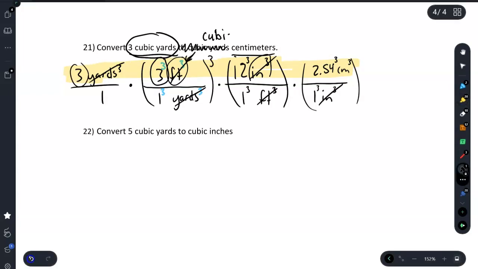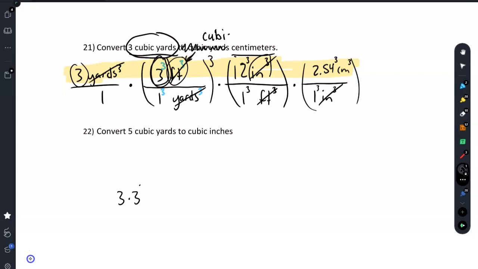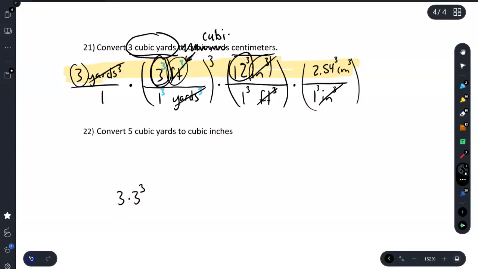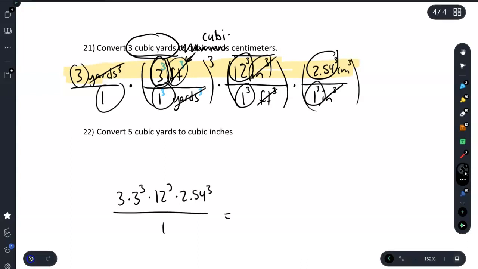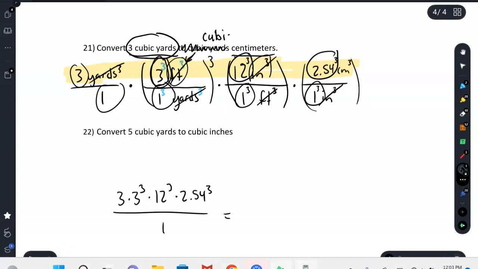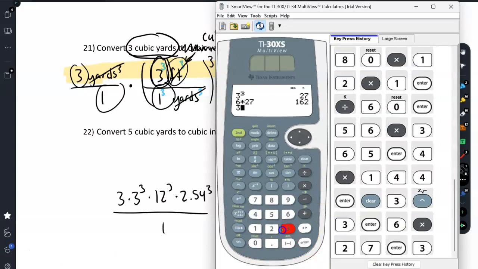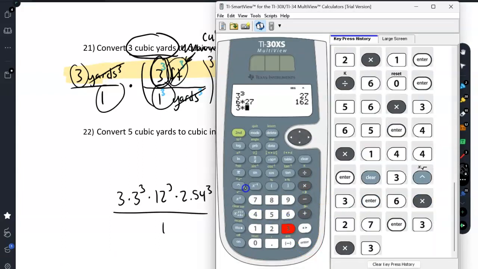But here I have 3 times 3 cubed times 12 cubed times 2.54 cubed. On bottom, luckily 1 times 1 times 1 times 1 is just going to be 1, so I just need to type in the top part. So I have 3 times 3 to the third.